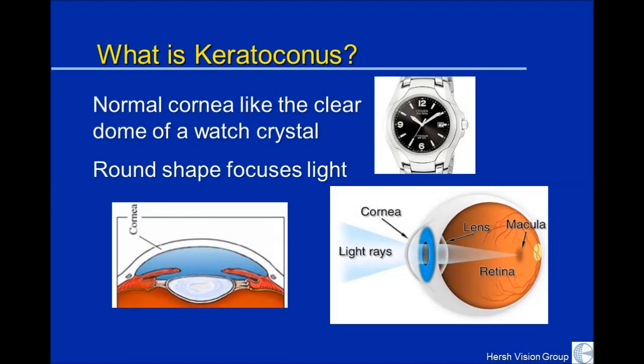Then what's the cornea? The cornea is like the crystal on a watch. It's the front part of your eye. It's a clear, dome-shaped lens, which in its normal circumstance focuses light rays onto the back of your eye, so you get a clear, crisp, and sharp focus.